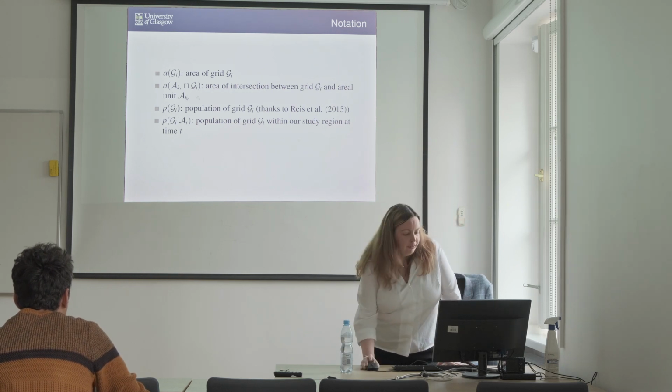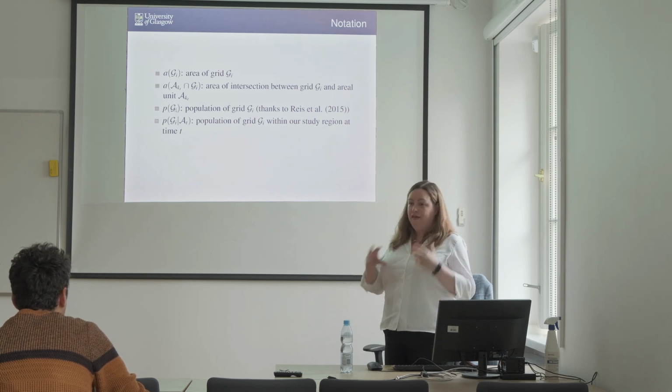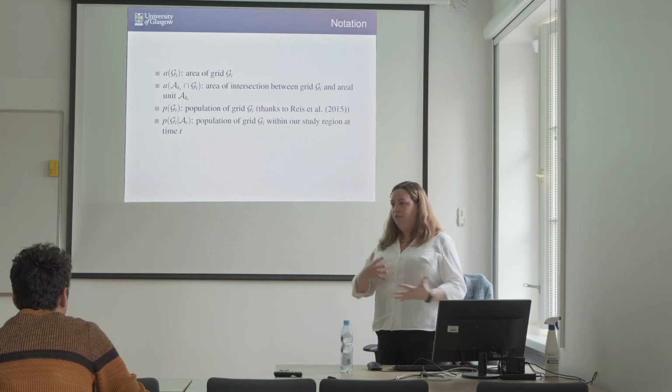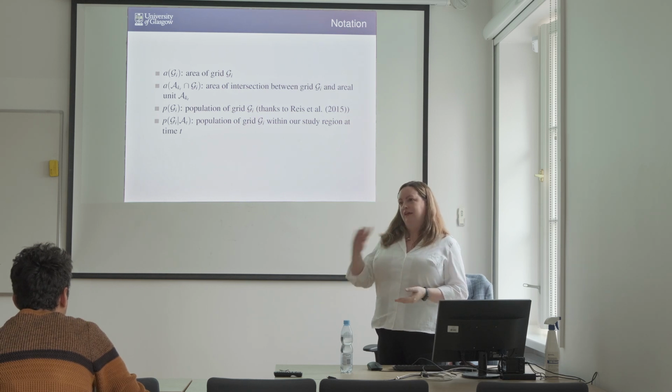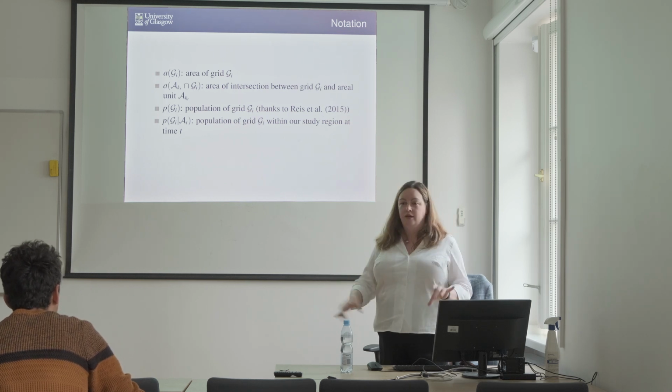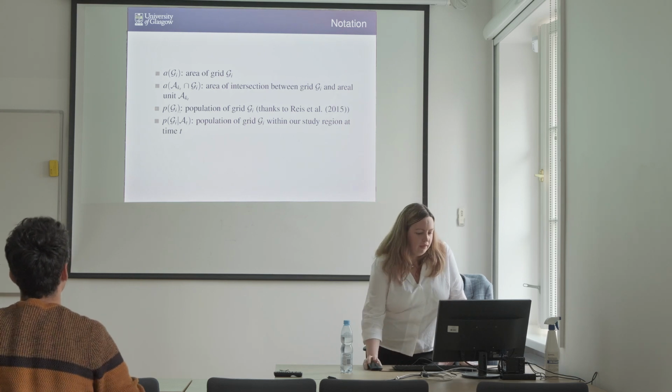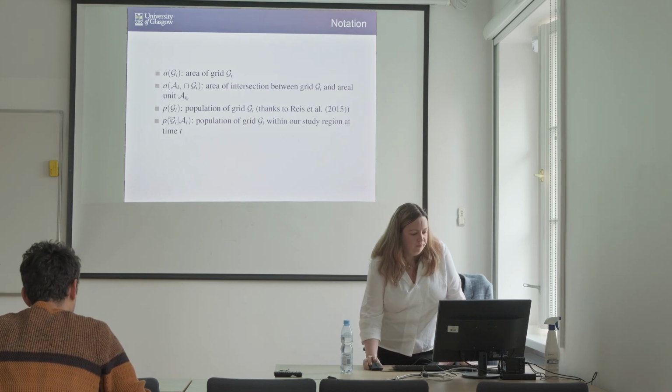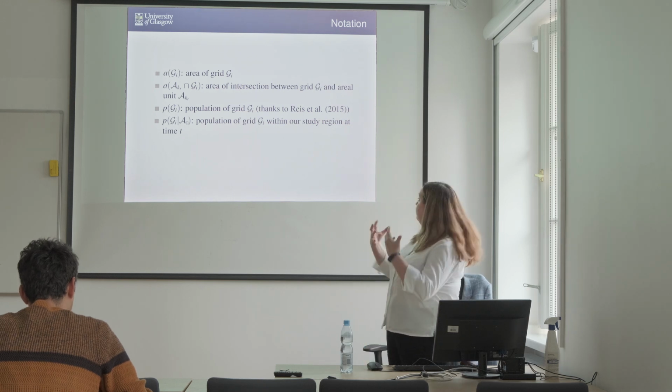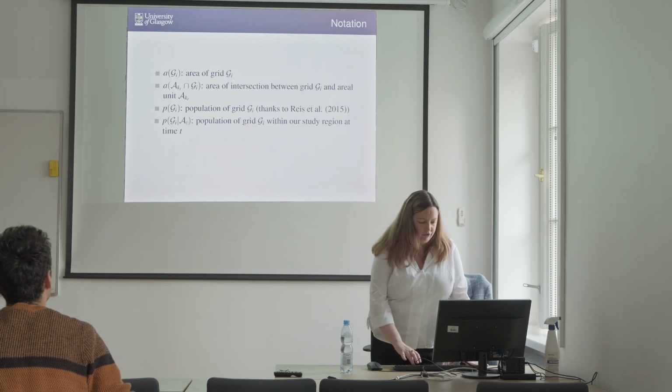We also, thanks to Reese et al., have the population estimate for 2015 of each of the grid cell counts. So that gives us information that we can use to divide up these things. If we think it's roughly proportional to population, we can think about how these things should be divided. And so we can think of the P of G of I given AT. AT is just our particular study region at time T, which is just going to be Greater Glasgow.